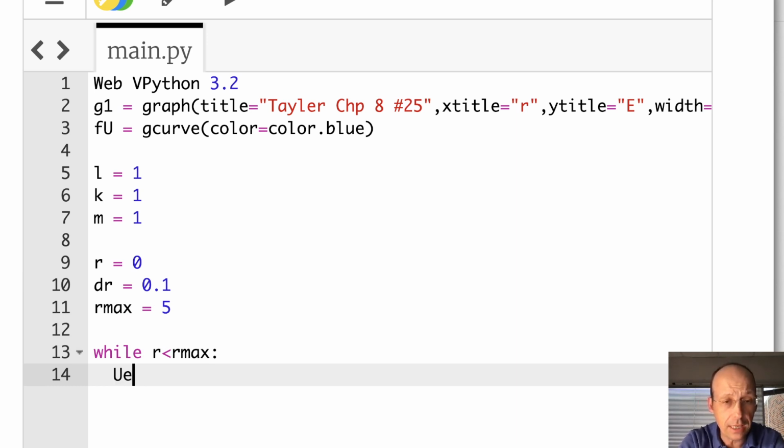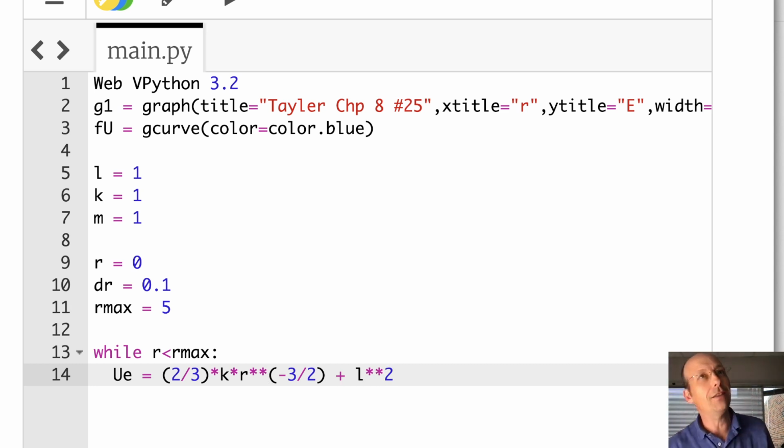So I'm going to say UE for effective potential. Now I have my equation. I'm just going to type my equation. See? It's an equation. So I'm going to say 2/3 times, don't worry if you have too many parentheses, times R, which is a variable, raised to the -3/2 power. And that looks whack, but it's okay. It works fine. Plus L squared, make sure that's an L, not a 1, even though L is equal to 1, which is kind of weird, divided by 2 times M times R squared.